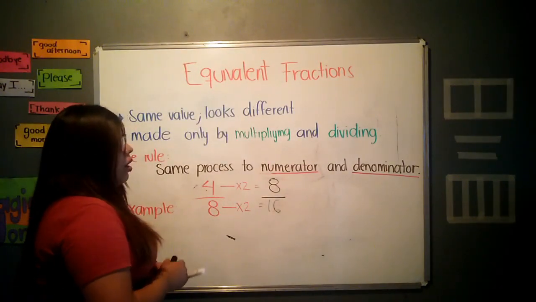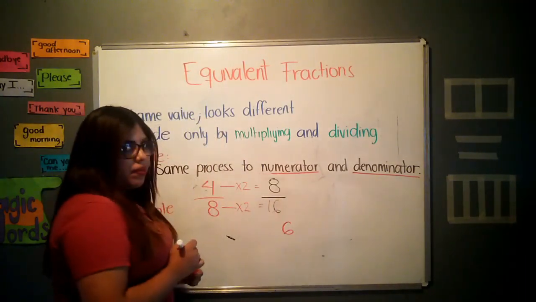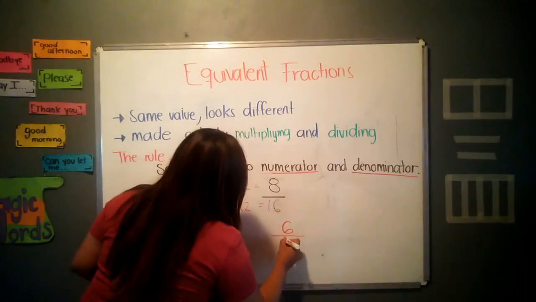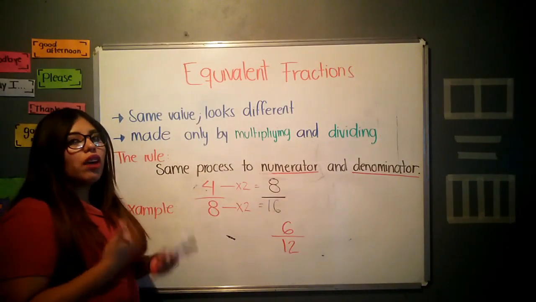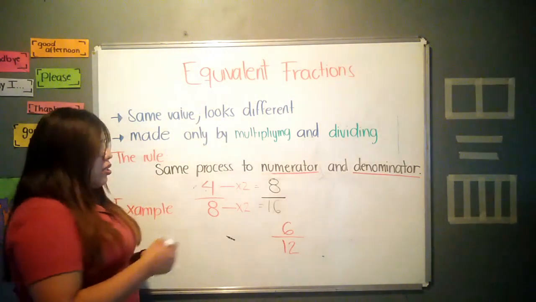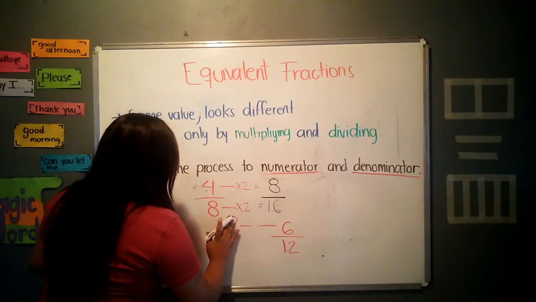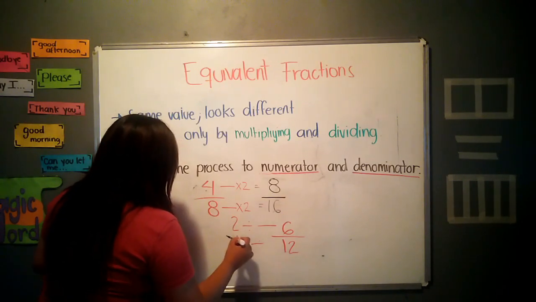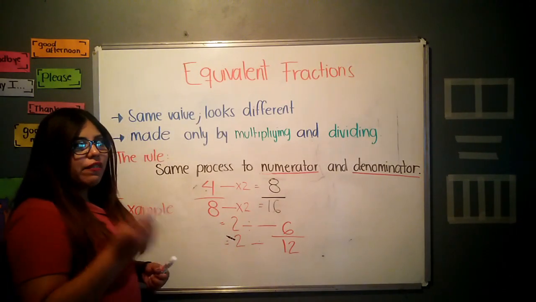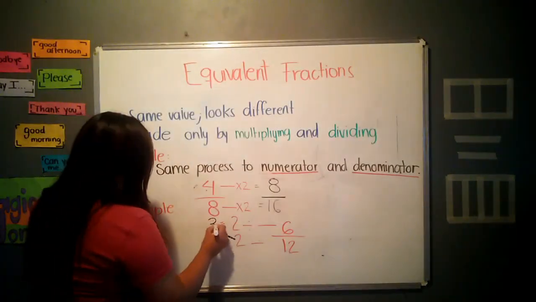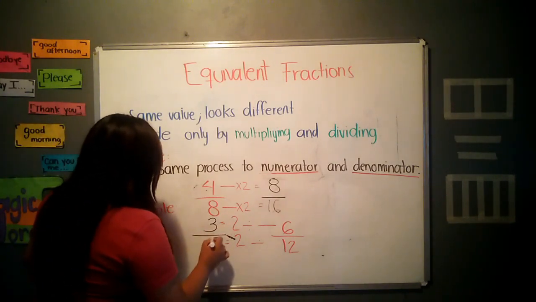For example, I'm going to use now the number 6/12. Okay, so the first step is that you have to do the same process for both. So, divide by 2 and divide by 2. 6 divided by 2 is equal to 3. And 12 divided by 2 is equal to 6.